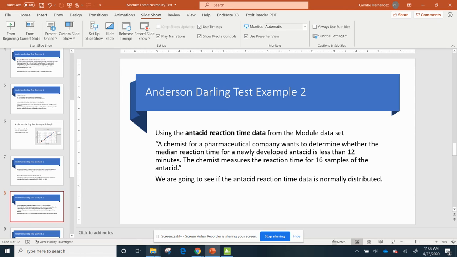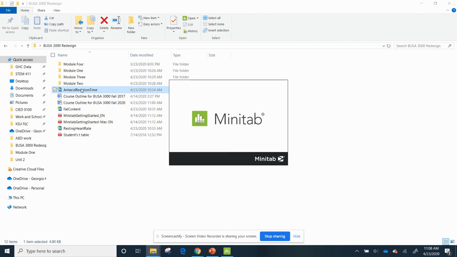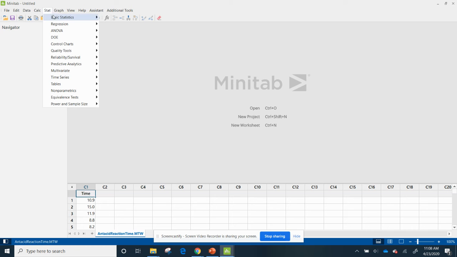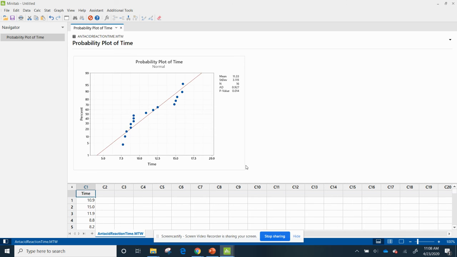Okay, again, go find the data, and I have it here. I'm going to open it again. When I click on it, it opens a mini tab. And here it has the time. So I'm going to go up to Stats, Basic Statistics, Normality. I'm going to put the time in there, and I'm going to keep the Anderson-Darling. So then I'm going to look at it.